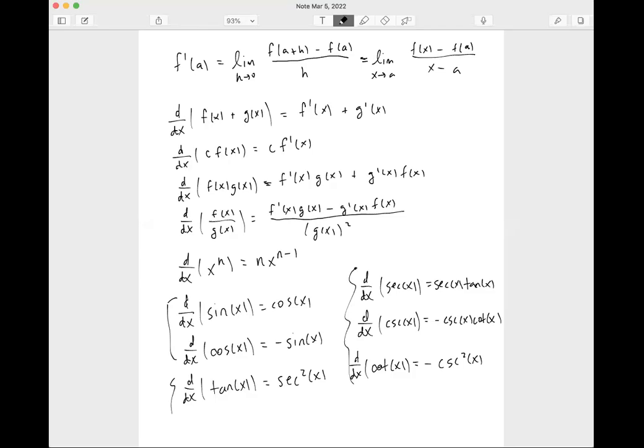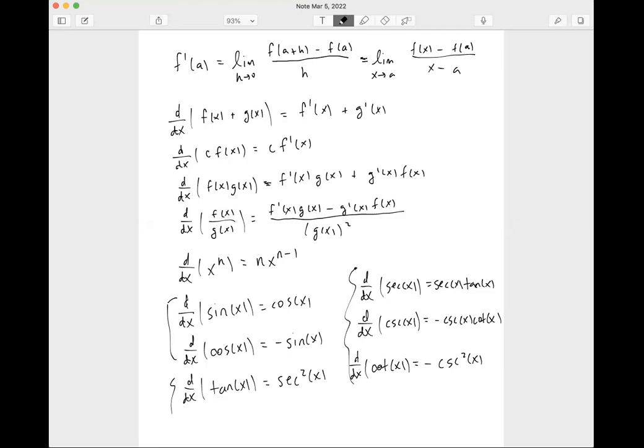Okay, this is just going to be going through just a bunch of derivatives to practice computation. So this is just a list of formulas that we'll need to know when doing derivatives, and it's really good to have these memorized.